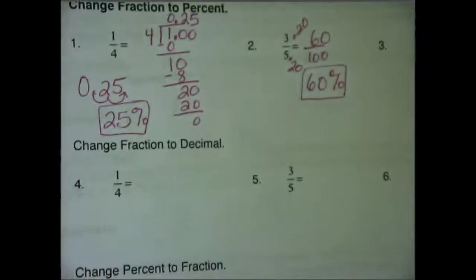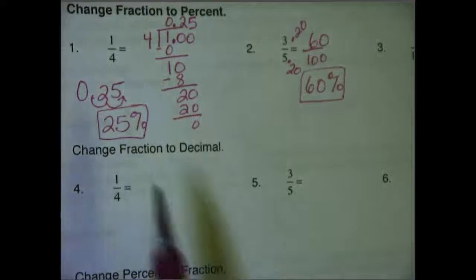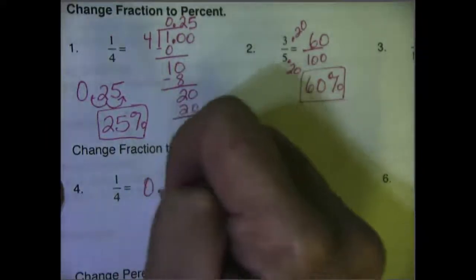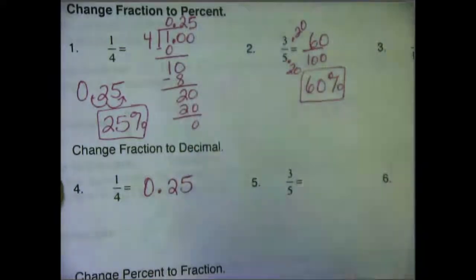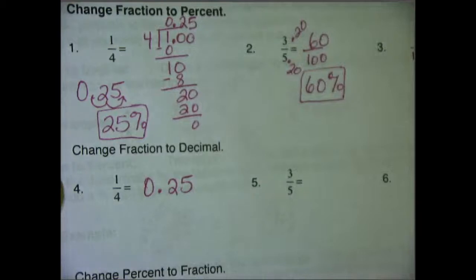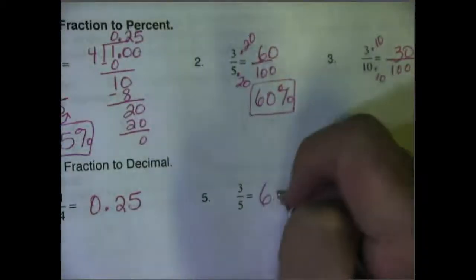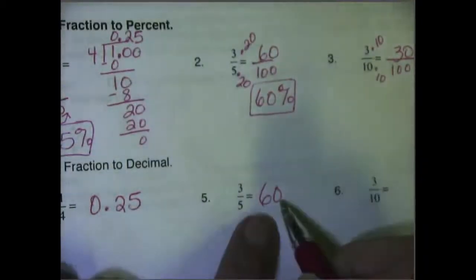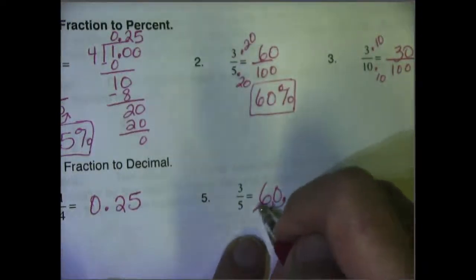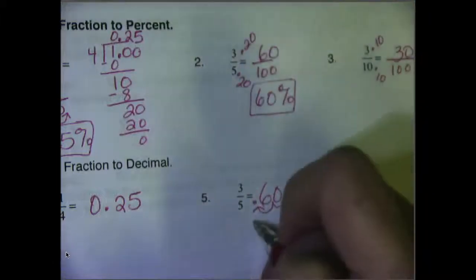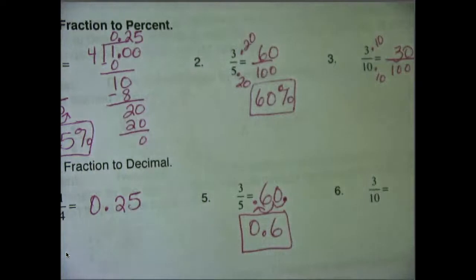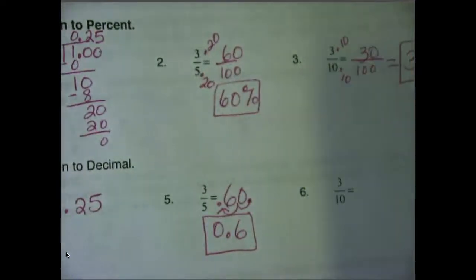Okay, let's change from fraction to decimal. All right, so changing from fraction to decimal, we already did that. Up above, we changed it to 0.25. If you need to see how to do the work, it's using division. If you memorize it, it's 0.25. Number 5, we had 60%. So we take our 60, remove the percent sign, move the decimal point 2 places to the left, and you get 0.6. Or 0.60 is fine, but that 0 at the end is not necessary.